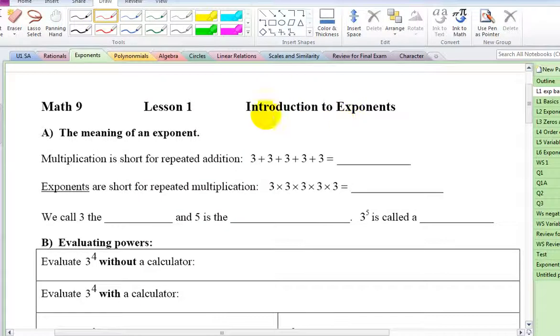Okay, so introduction. Meaning of an exponent. What exactly does it mean? What does it tell you? Well, let's kind of have a little fun here.